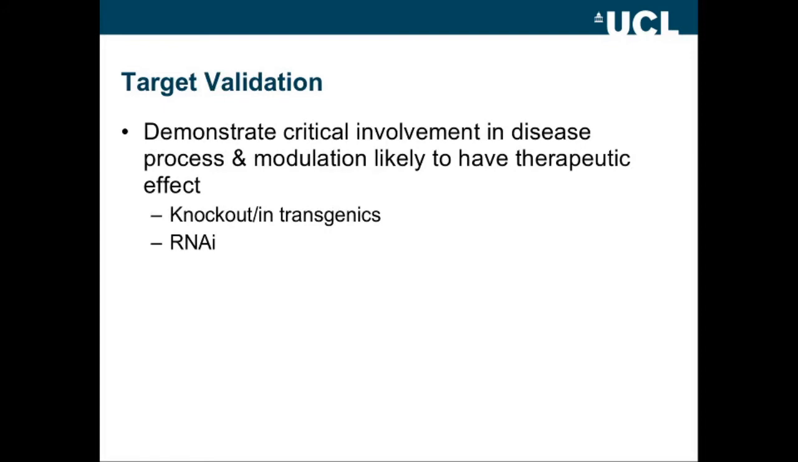The next point was target validation. We need to be able to demonstrate that a particular target has a critical involvement in a particular disease process, and that modulating that target in some way is likely to have a therapeutic effect. And I touched on this before, but typically we're talking about doing things like producing knockout or knock-in transgenic animals, or using these days RNA technologies in order to silence particular genes. And of course this also relies on having a good animal model for a disease of interest.